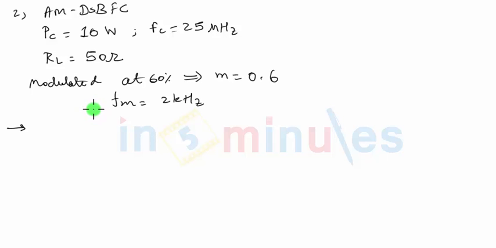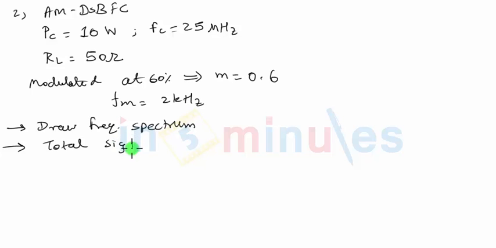There are questions like: draw the signal in the frequency domain showing power and frequency values. So we have to basically draw the frequency spectrum of the signal. That's the first question. In the second question, we have to find the total signal power. The notation we use for the total signal power is PT. And then we have to find the RMS voltage of the signal, which can be written as VT.